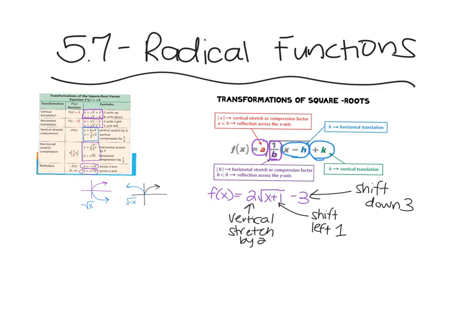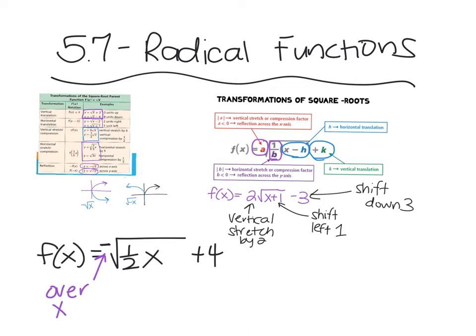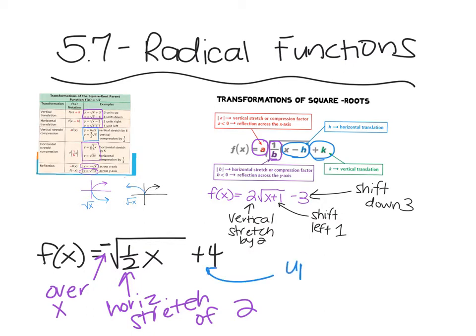So let's try another one. Let's say it says f of x equals 1/2 x plus 4, under the root. And let's put a negative on the front. So this is flipping it over the x-axis. This is a horizontal stretch of 2 because it's the reciprocal. And this is up 4.